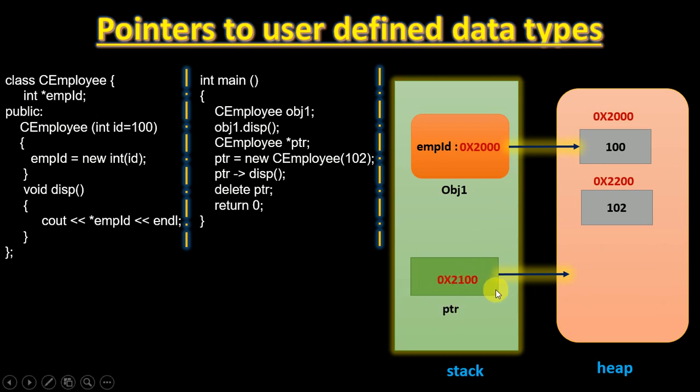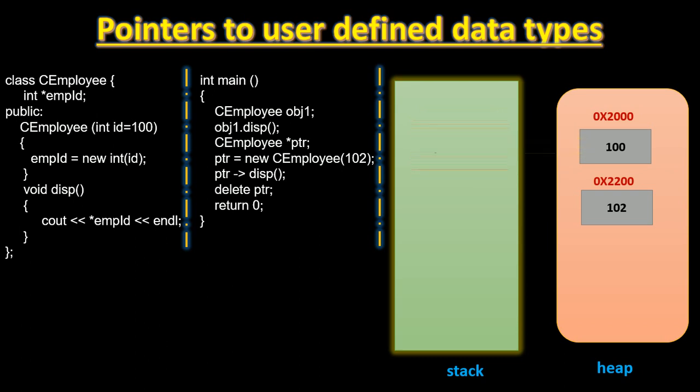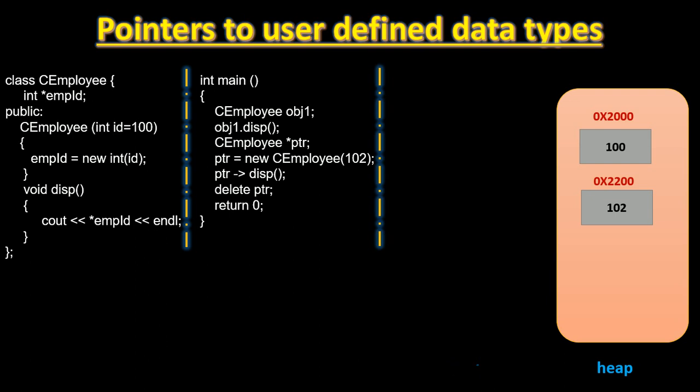Now ptr is a dangling pointer, it is pointing to the freed memory location. Once it is done, what will happen? ptr will be removed from the stack frame. After that, obj1 will be removed from the stack frame. Next, the stack frame will be removed.